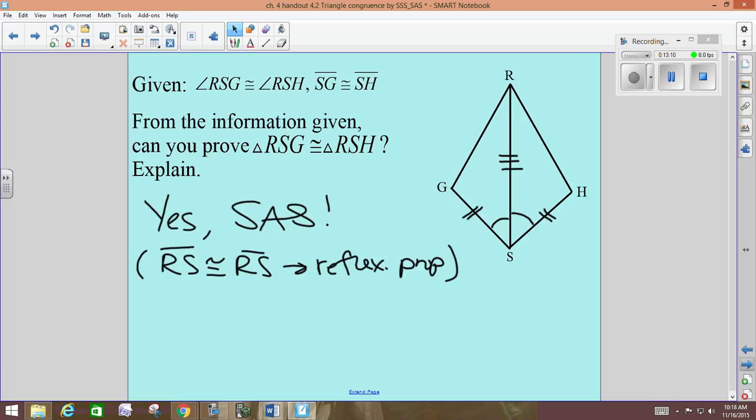On your homework, when they ask you to explain, sometimes it's as easy as just writing either side, angle, side, or side, side, side. You may not have to write a complete full sentence of, because these angles are vertical angles, therefore those angles are congruent and so on. It's just using what you know.